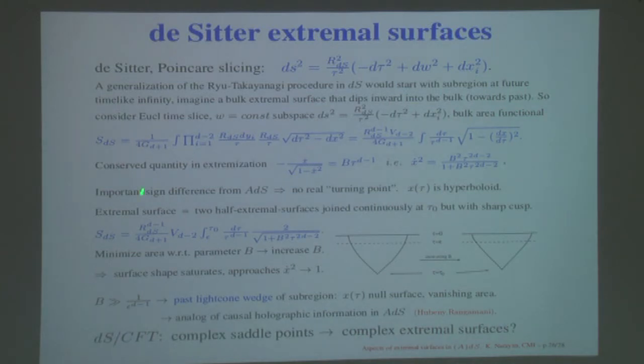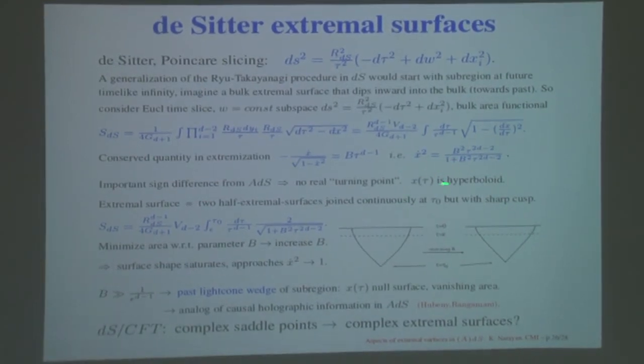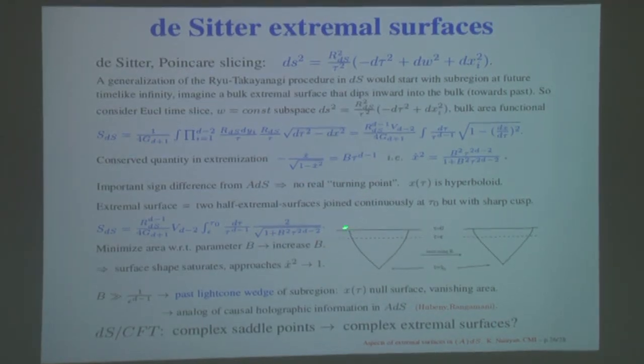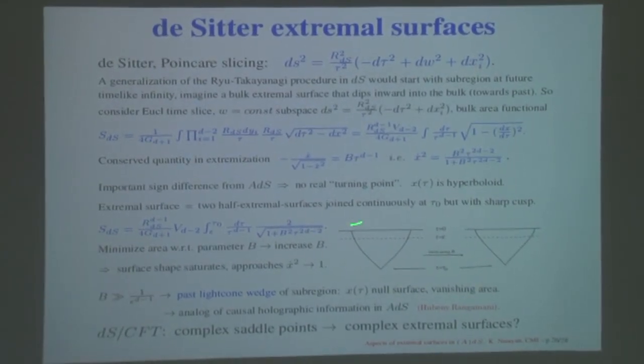So the important sign difference here from AdS means that there is no real turning point. These x of tau surfaces are actually hyperboloids. One could imagine artificially constructing an extremal surface by joining two half extremal surfaces like that. This again assumes that there is some sort of axis of symmetry. So I'm going to again focus on a strip-like subsystem, which is all I'm doing here.